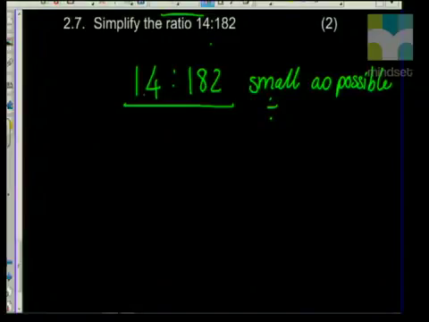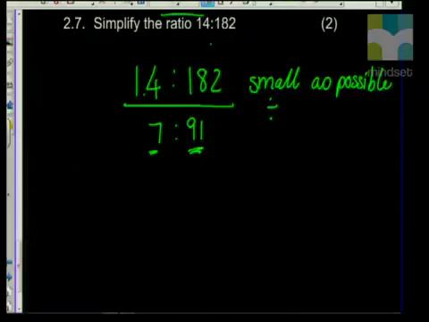Now, because they both end in even numbers, I know that they are divisible by 2. So I'm going to start off by dividing by 2. So 14 divided by 2 will give me 7. And if I halve 182, I will get 91. Now, those numbers I'm not very comfortable with. So I'm going to get out my calculator and see, because 7 is a prime number, I'm hoping that 91 can be divided by 7.